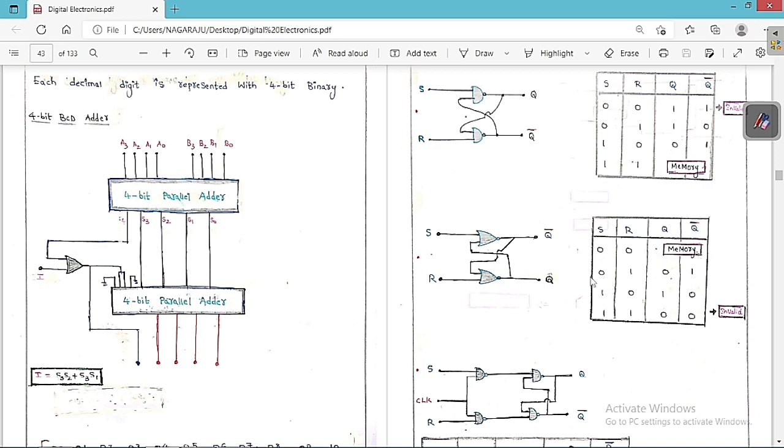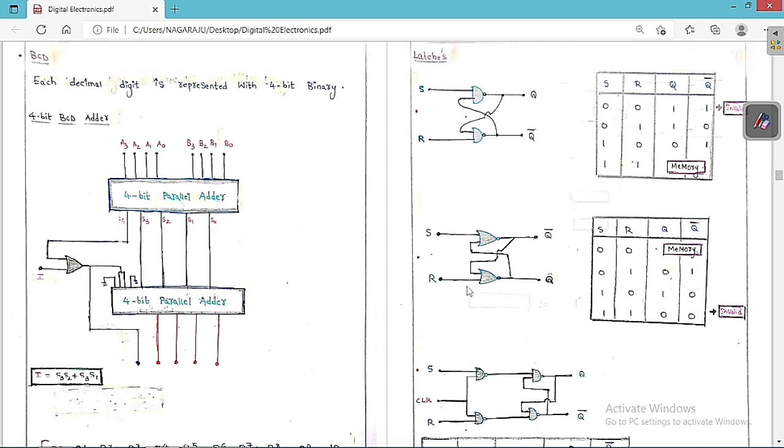Suppose I give 0 and 1. I already told you for NOR gate, if one of the inputs is 1, whatever the other input, the output is always going to be 0. Here S is equal to 0 and R is equal to 1. So this is 1, no matter the other input, always we are going to get 0 here. If this is 0, it is also going here. So 0 0 is 1, and the bar is nothing but 1. So Q bar is equal to 1 and Q is equal to 0. So we are going to get 0 1. This is 0, this is 1.